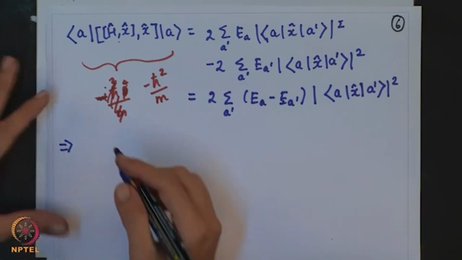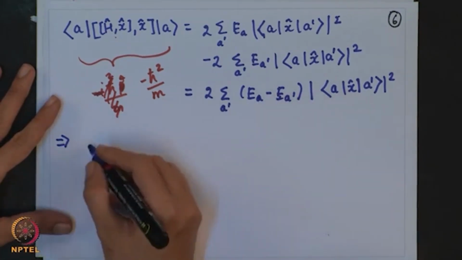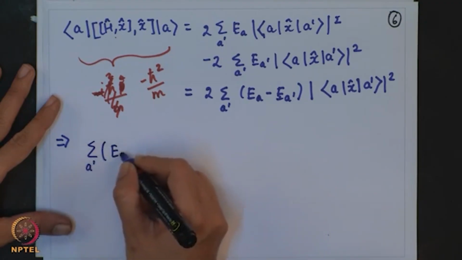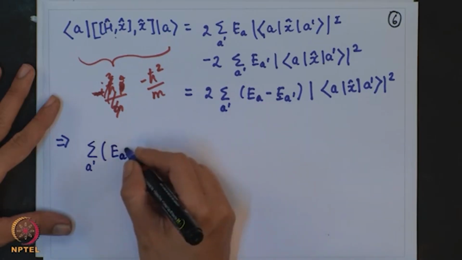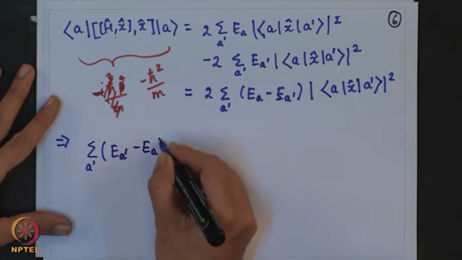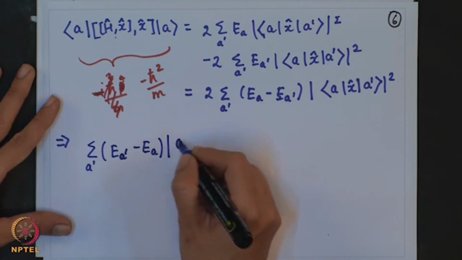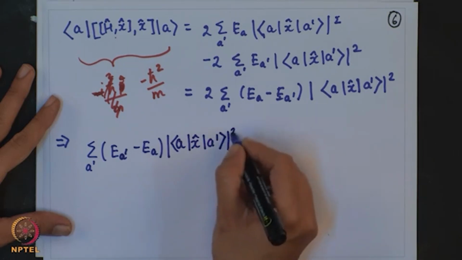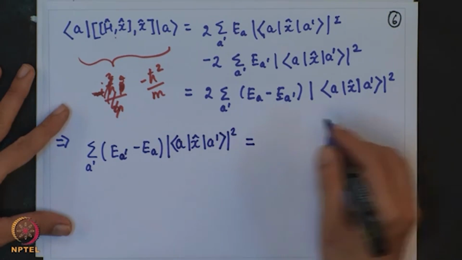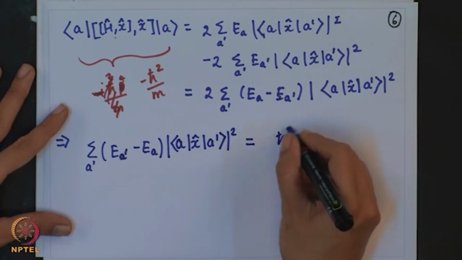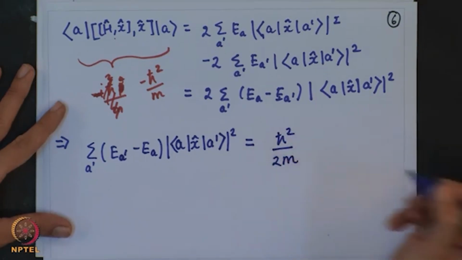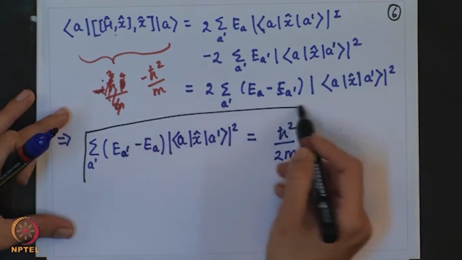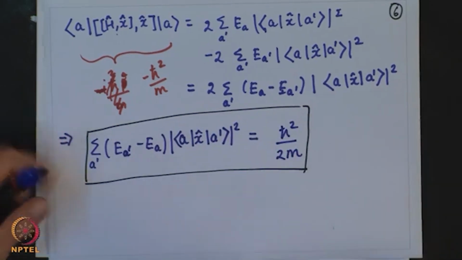Now, let me take this to my left. The quantity in the question, that is (E_A' minus E_A) times the square term, is equal to h-cross squared upon 2m. That is what was asked of you to show. So, hence shown.